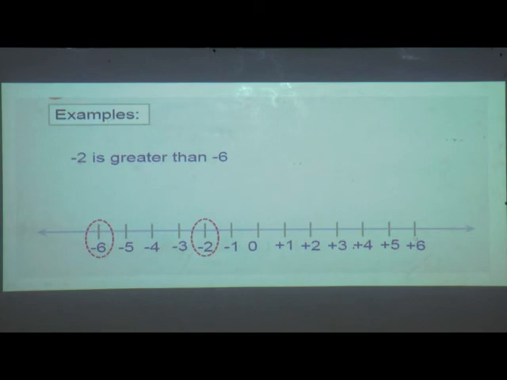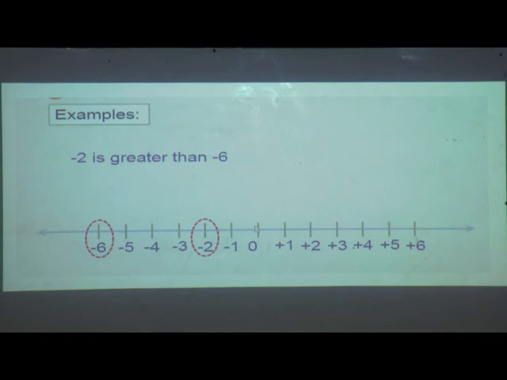Examples. -2 is greater than -6. Now you can see here, this is a number line, 0. If we move towards the right side we have positive integers, and if we move towards the left side we have negative integers. Now we have to first represent the numbers. First is -2, so from 0, as it is minus, we have to move towards the left side. From 0 move 2 steps towards the left, 1, 2. We represented here -2.